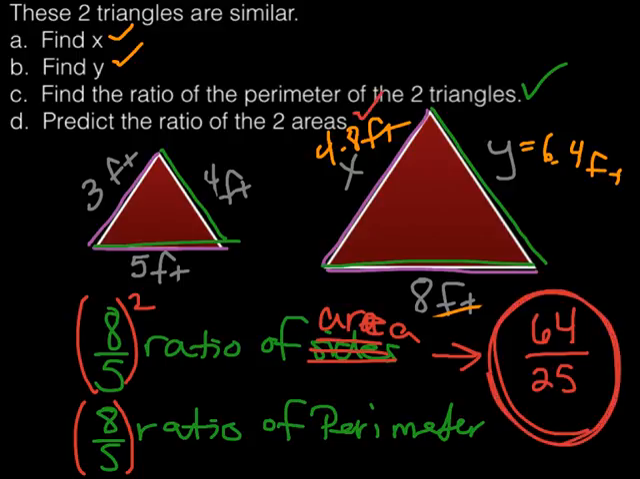Okay, so the ratio of the sides, I can just do big over small of one of the sides. The ratio of the perimeter is the same thing. And the ratio of the area, though, I need to take those and I square that ratio.